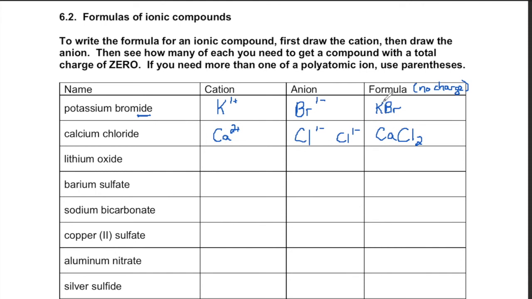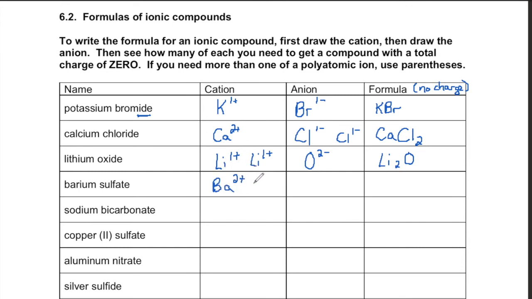So if you can get to this formula skipping over these first 2 columns, eventually you might be able to do that. That's completely fine. These columns are just to help you out, and having the charges here I think is helpful. So lithium and oxygen. Oxygen becomes oxide when you give it a charge. Lithium is +1, oxygen is -2, so we need more lithium to make 0. So there's 2 lithium and 1 oxygen.